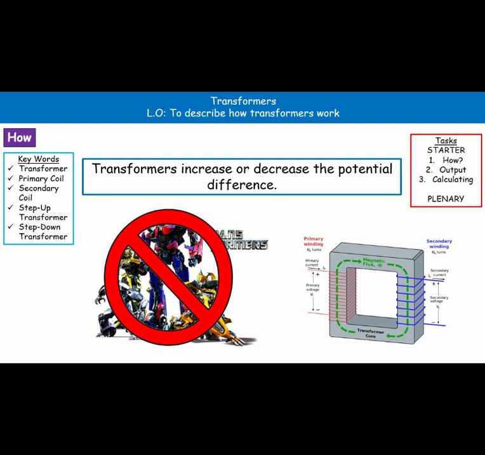What we can see in the bottom right of your screen is a diagram of a transformer. So what we've got is a metal core, okay, so it's going to be an iron core in fact, and you can see that on the left hand side we've got red lines that are our primary coil, and on the right hand side the blue lines, those are a secondary coil. So we have two coils of wire wrapped around the two sides of the iron core.